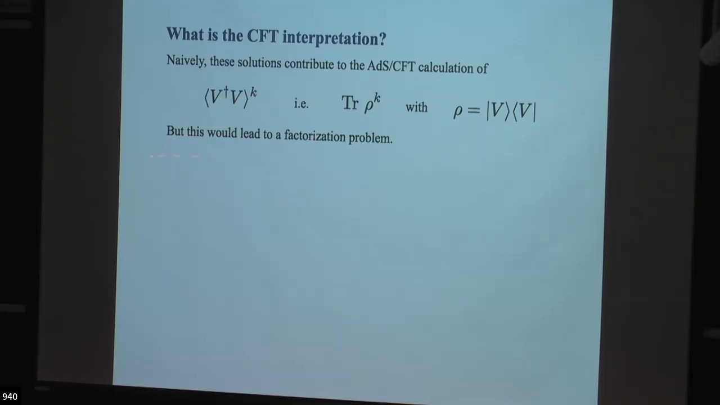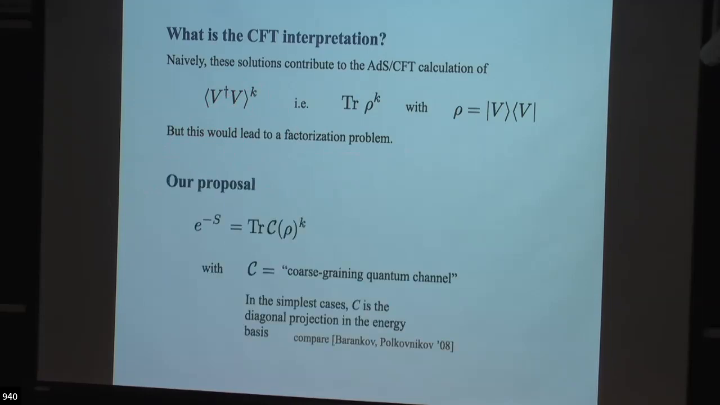This can't be quite right, because this would lead to a factorization problem. This is just some number to the k. It can't have connected contributions. But we made a general proposal for how to interpret these and checked it in some cases.